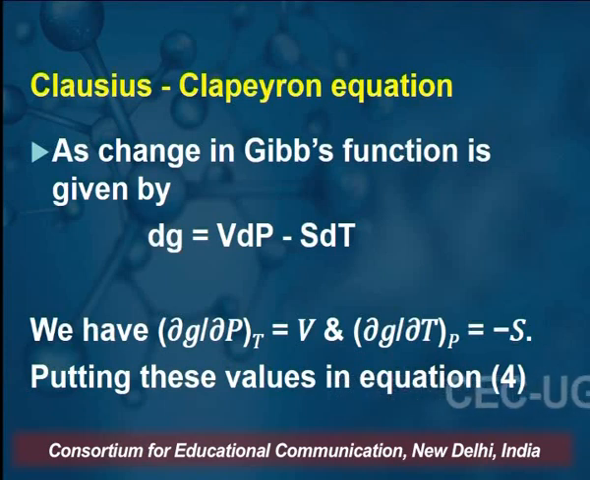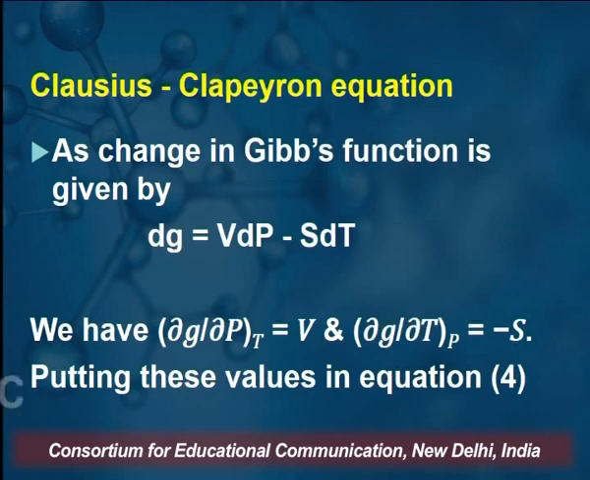Now, we have just seen a few slides back that the change in Gibbs function is given by dG is equal to VdP minus SdT. From this equation, it follows that (∂G/∂P) at constant temperature is equal to volume, and (∂G/∂T) at constant pressure is equal to minus S. S is the entropy, small g is the specific value of Gibbs function, capital G is the Gibbs function of the entire system.